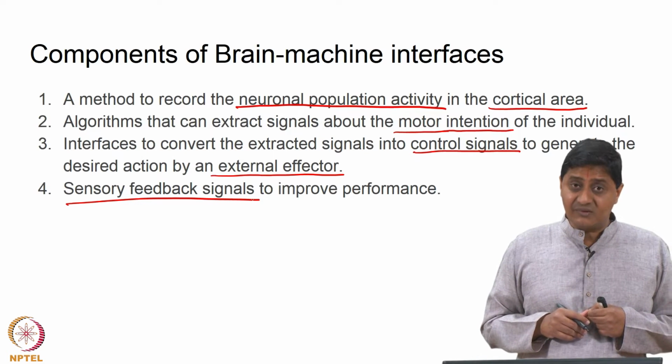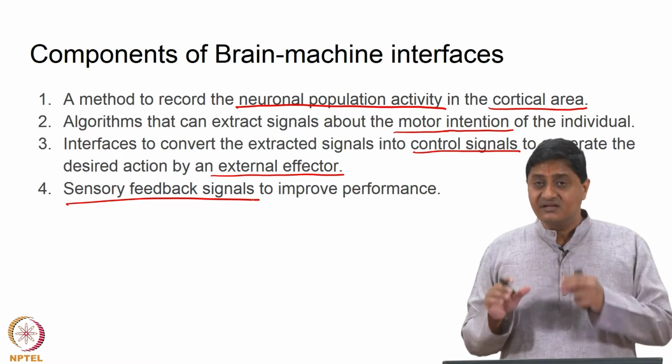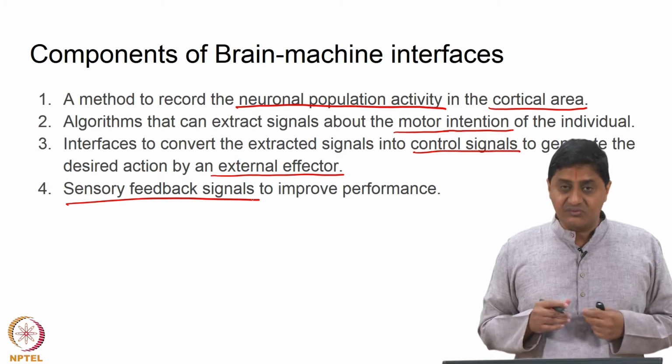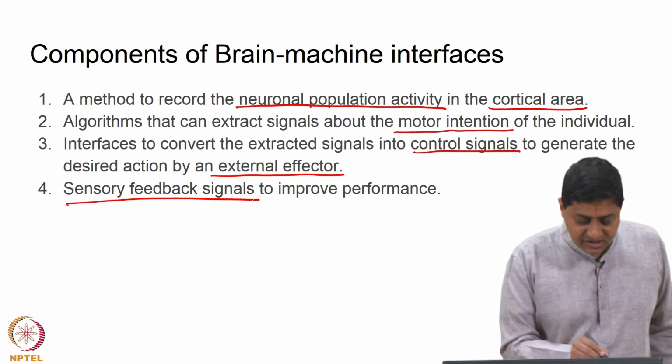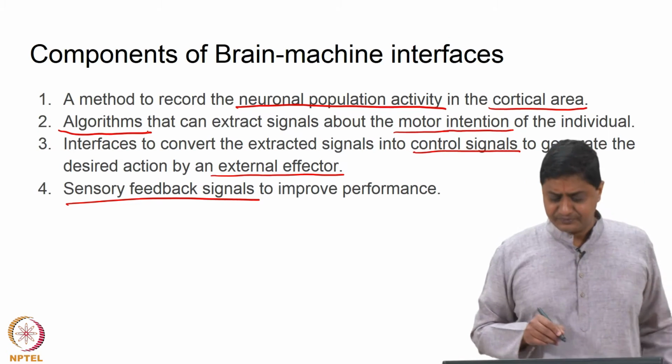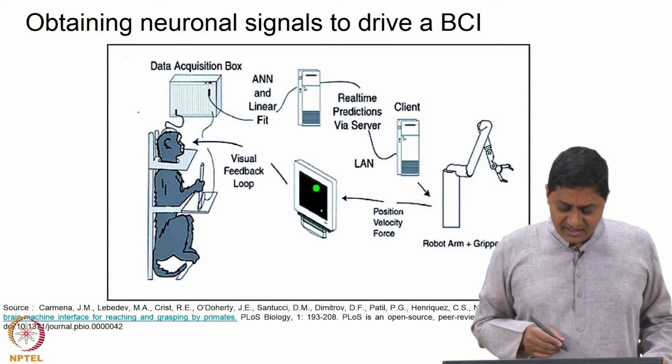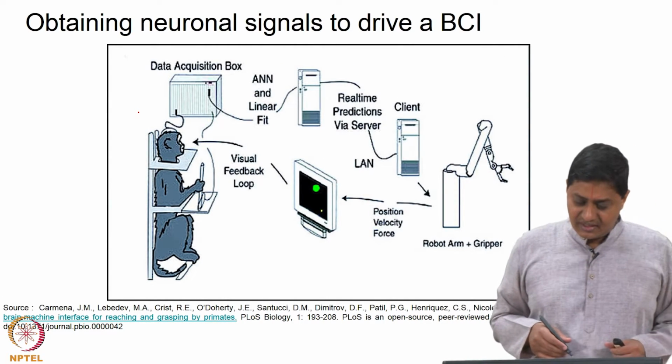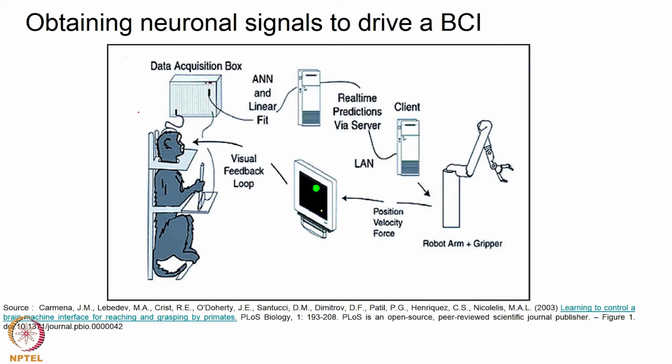So, sensory feedback signals are very useful to improve performance. So, there must be two loops, one is sensing, the other is actuation. Both of these must happen. Relatively advanced algorithms are required. So, that is that. Here is an example system, a rough block diagram. This is a relatively early system, about 15 years ago.